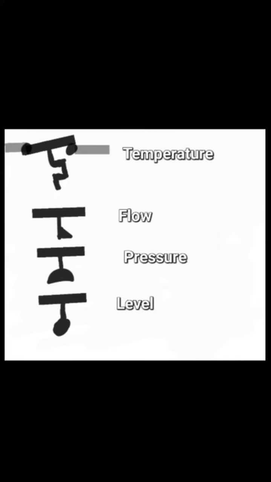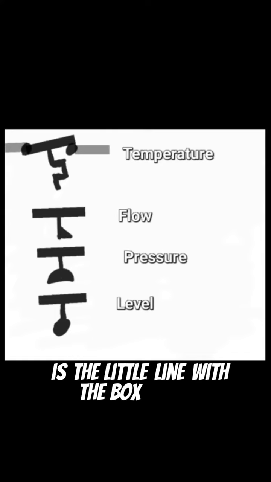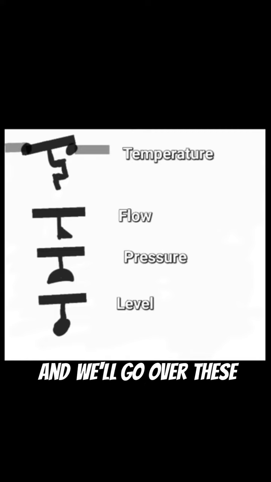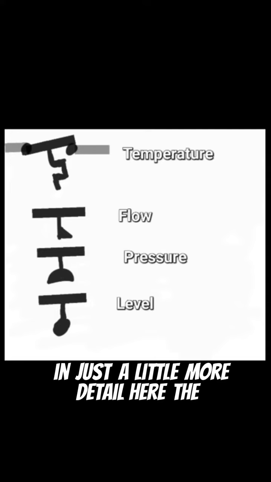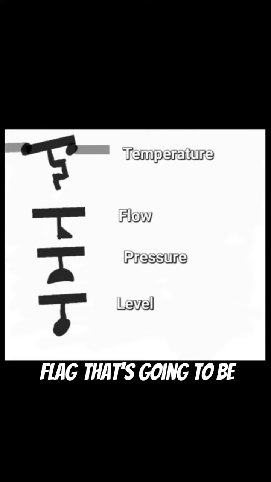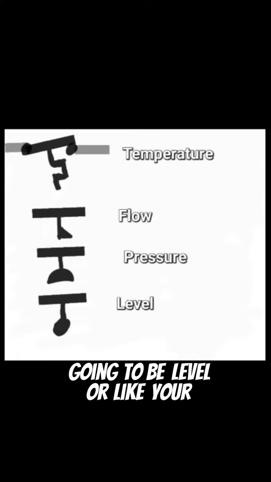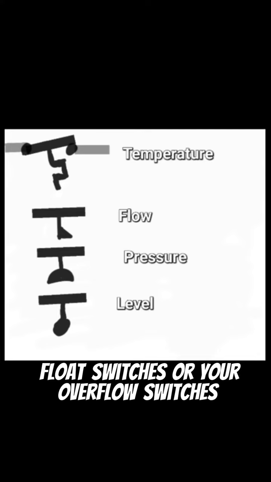Now, if you look at this, there are little flags on the bar of each switch that will tell you how that switch functions. So the top switch is the little line with the box. That's going to function based on temperature, and we'll go over these in just a little more detail here. The one with the little triangle flag, that's going to be affected by flow, so those are going to be like your flow switches. The little half circle, that's going to be pressure. You've got the full circle, which is going to be level, like your float switches or your overflow switches.